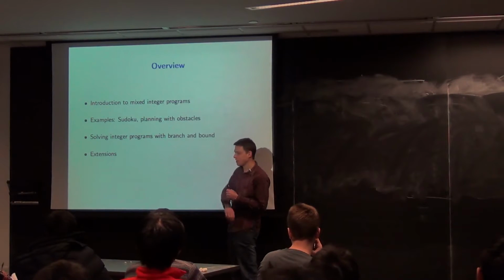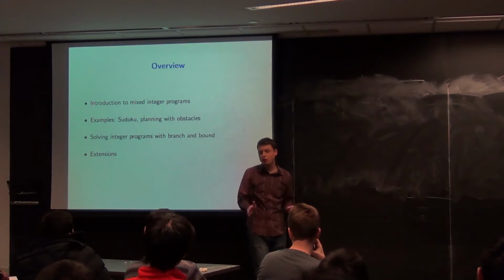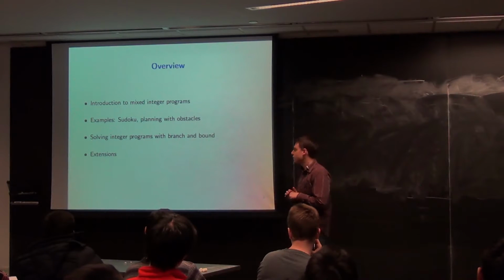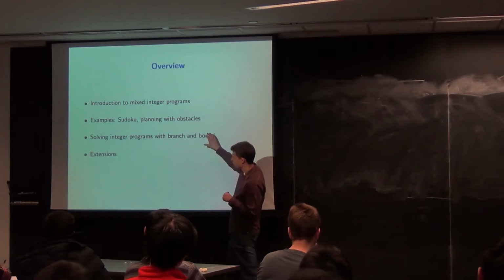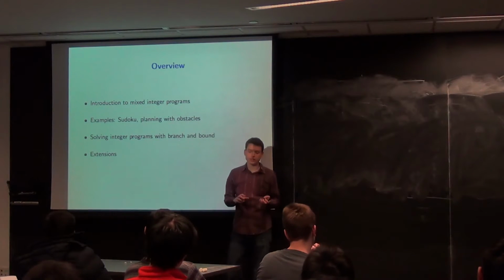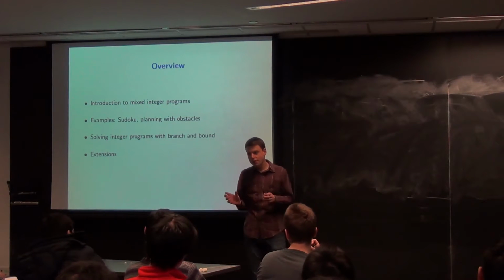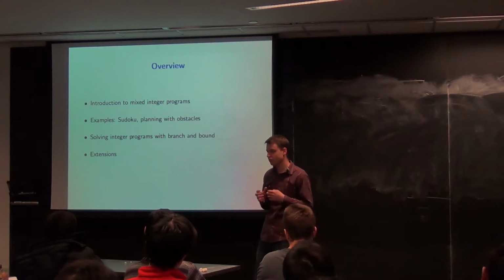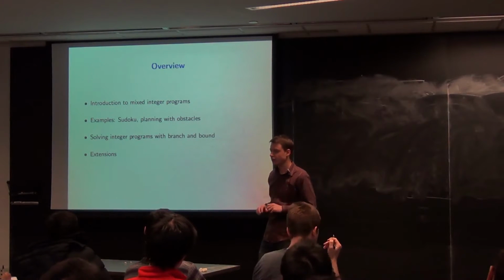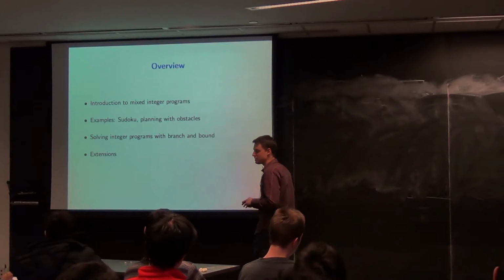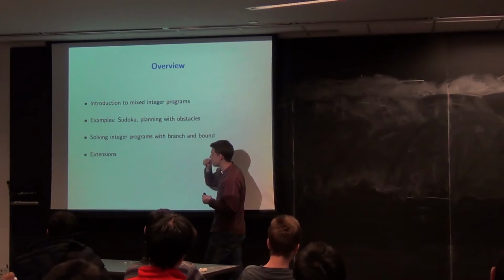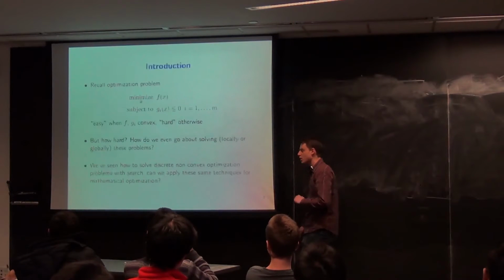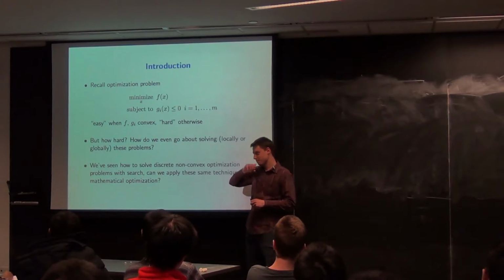Then we'll spend the majority of the lecture talking about how we actually go about solving these things using an algorithm called branch and bound. What's really nice here is that branch and bound is a really elegant combination of search methods with mathematical optimization. It's using both of these things very nicely to get sometimes impressive solutions, though not always. And then we'll talk about some extensions at the end. So let's start off just by saying what mixed integer programs are.